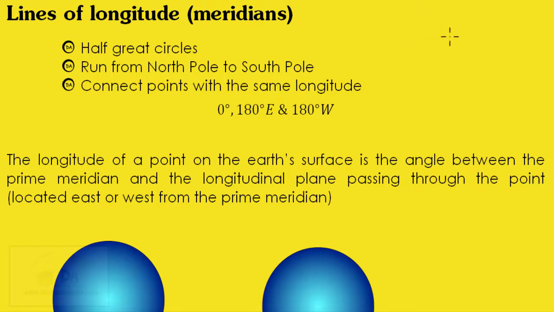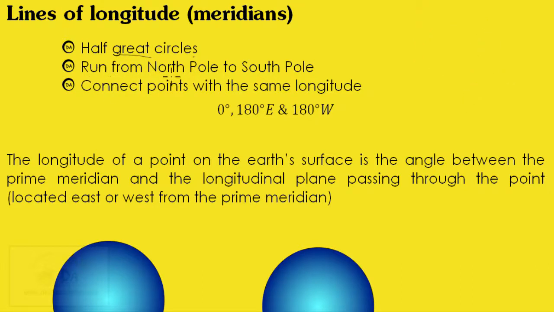A great circle is simply a circle that's a cross section of a sphere that has a diameter equal to the diameter of the Earth. Let's put it that way. You don't really need to worry about this technical term, half great circle. But the key thing is a meridian is a half circle. So it's something like this, half of a circle, or this, it's half of a circle.